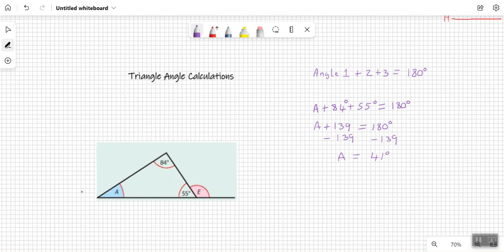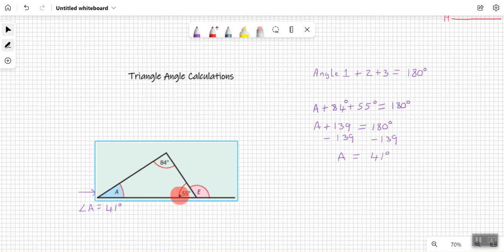So we can say that this angle here, the angle A, we can write it like this: the angle A is equal to 41 degrees. And we can see as well, if we add up these three angles, 41 plus 84 plus 55, when we add the three of them up, it adds up to 180 degrees.